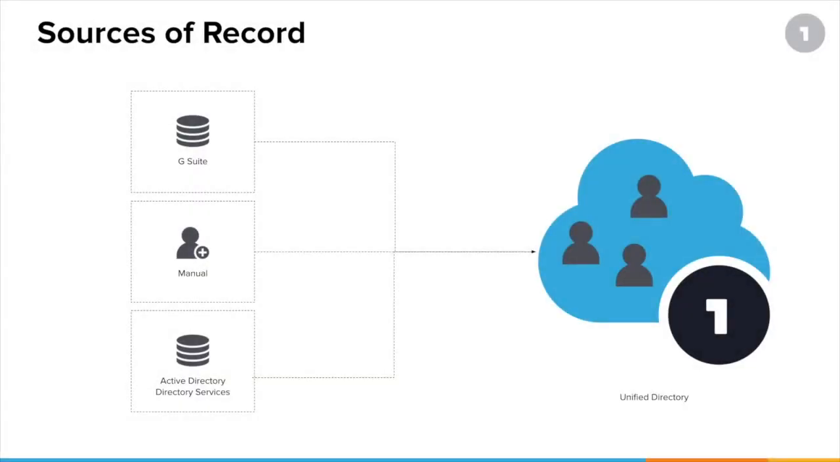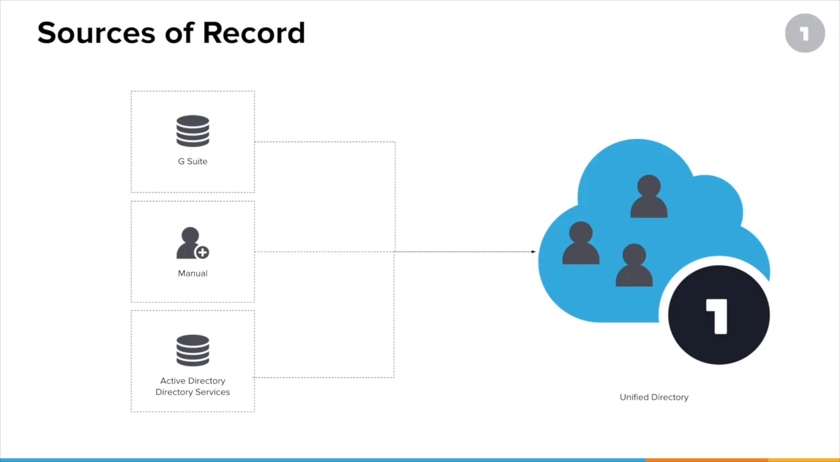It's just really important to understand that you don't have to choose just one method for getting your users into OneLogin. Some users might be coming from Active Directory, some from Google, some might just need to be manually created. Once they're in OneLogin, the same security settings can apply to them. The same apps can be assigned to them. You need to simply figure out what works best for your organization.